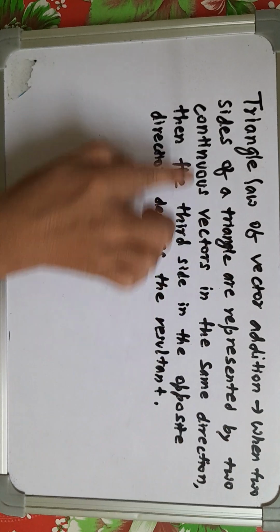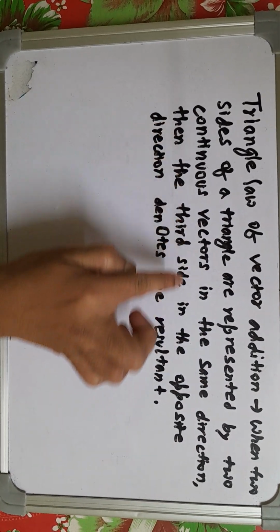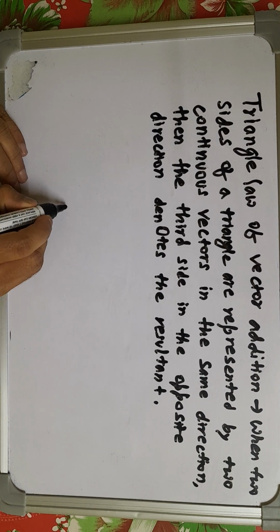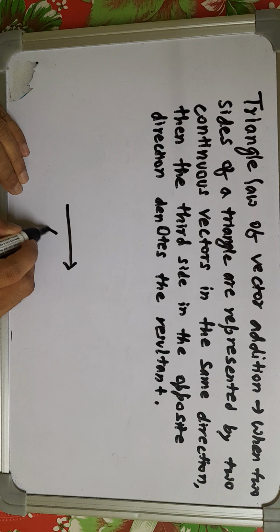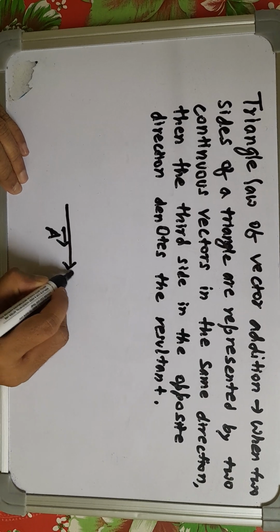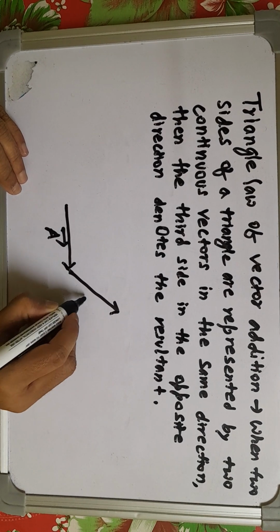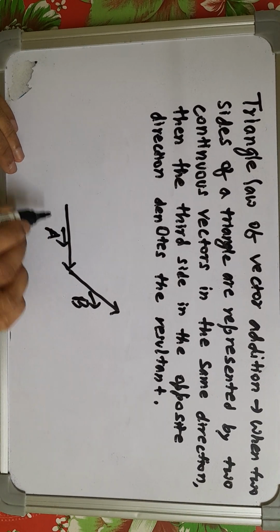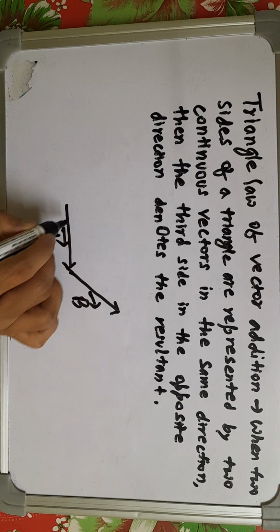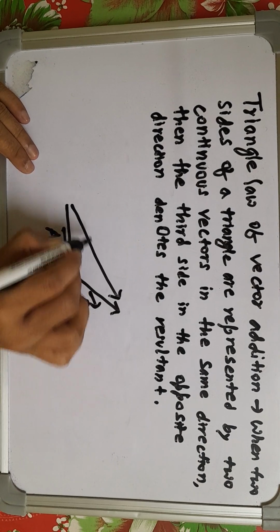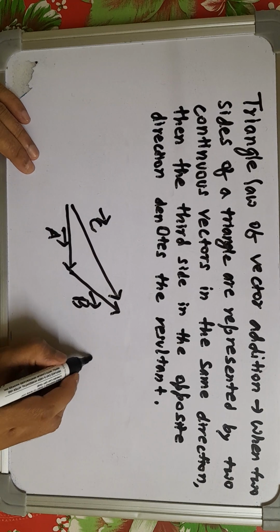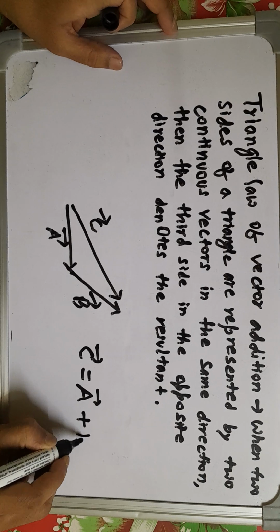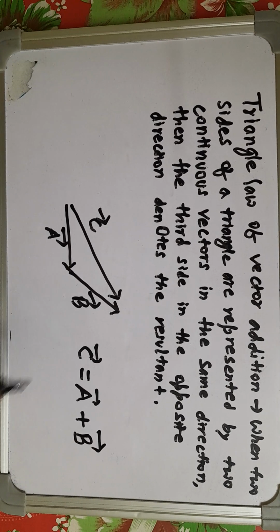So what is the triangle law of vector addition? When two sides of a triangle are represented by two continuous vectors in the same direction, then the third side in the opposite direction denotes the resultant. Suppose there are two vectors, A vector and B vector, in the same way. Then the third side goes in the opposite direction, and the resultant will be C vector, which is equal to A vector plus B vector.